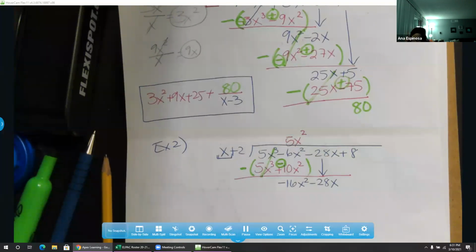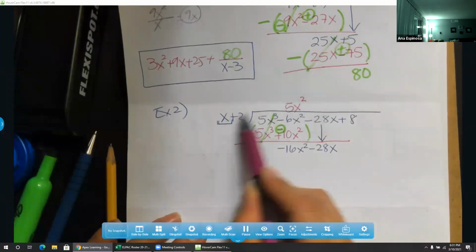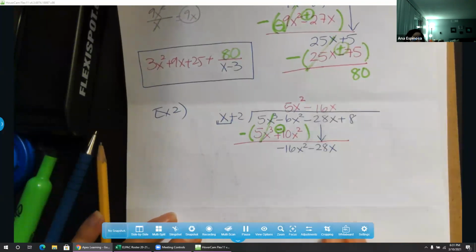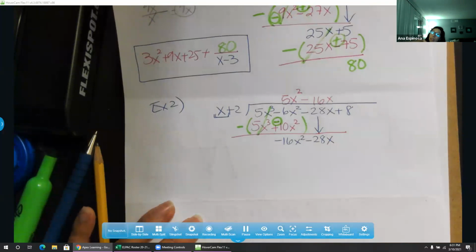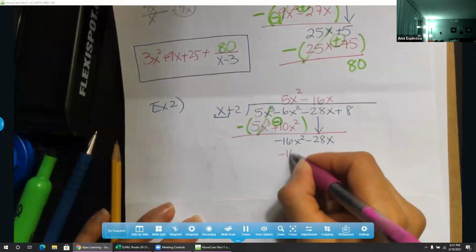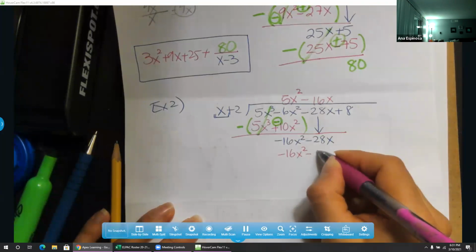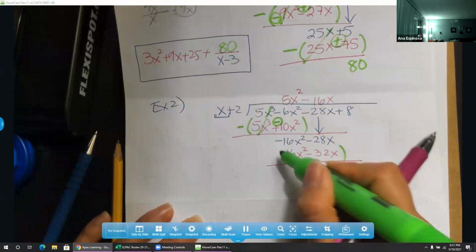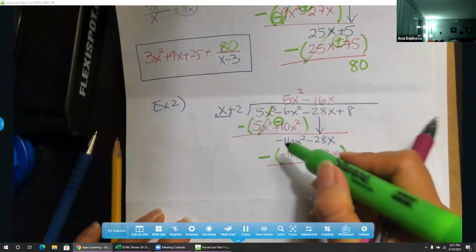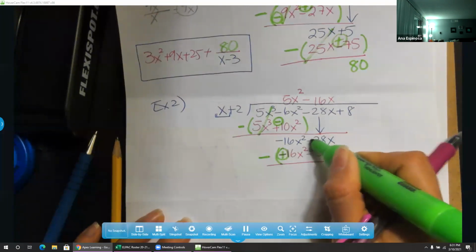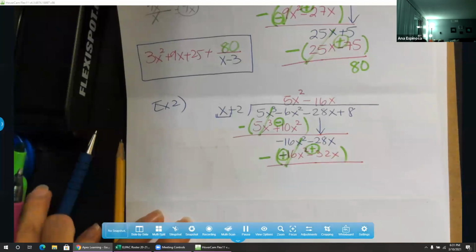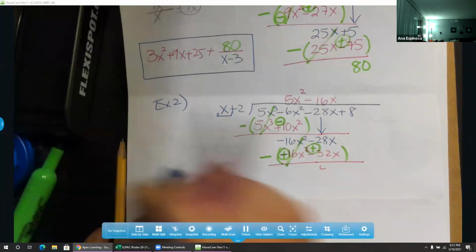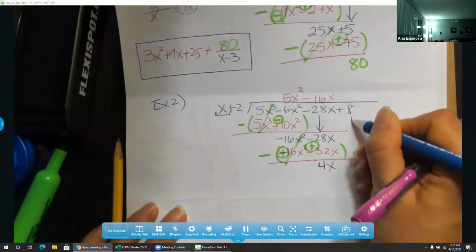All right, let's do this again. So what multiplied times x gives me this? Exactly, it's going to be a negative 16x. I need it to be exactly, because when I subtract, it's going to be the opposite sign. So that'll be negative 16x squared minus 32x. Then I take my marker, pencil, whatever, and change that to a positive, and change that to a positive. So here, the 16s cancel, and that's going to be negative 28 plus 32, which is a 4. And that brings this down.